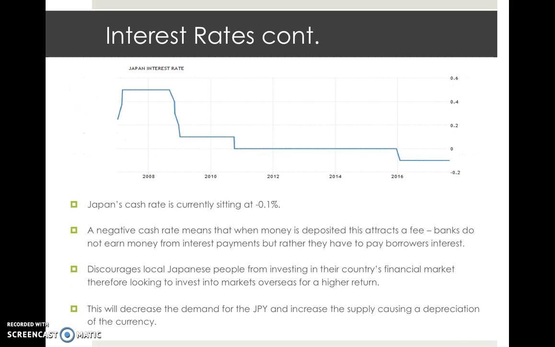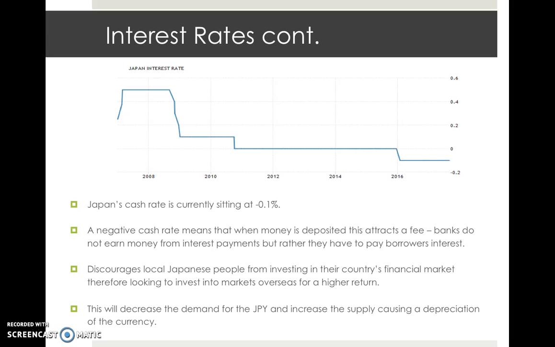Japan's cash rate is currently sitting at negative 0.1%. A negative cash rate means that when money is deposited, this attracts a fee. It is costly for banks to maintain a negative cash rate, seeing as they do not earn money from interest payments, but rather they have to pay borrowers interest.